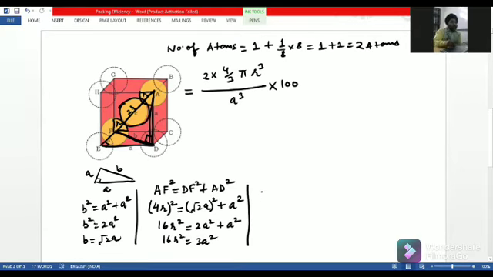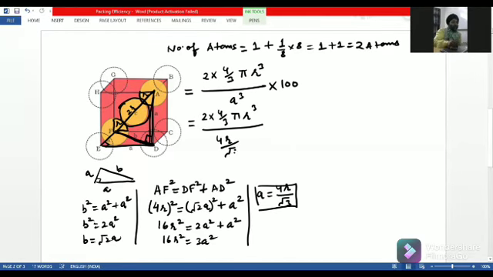Now if we write A in terms of R, we get A equals 4R upon root 3. So this value we are going to substitute here. So if I write here 2 multiplied by 4 by 3 pi r cube, and we substitute A with 4R upon root 3 whole cube, multiplied by 100.